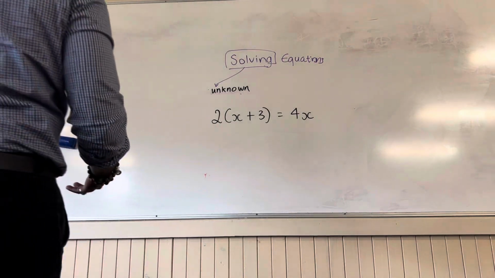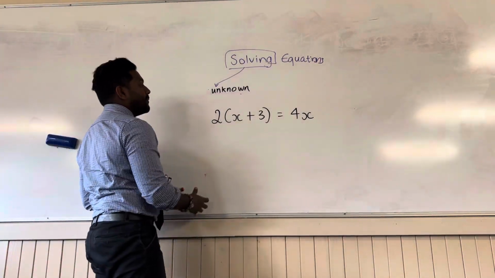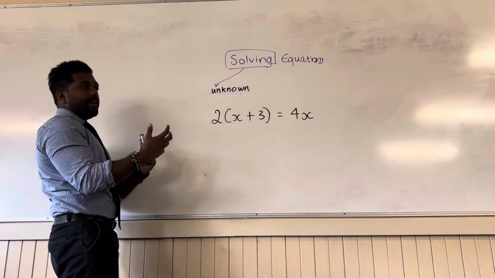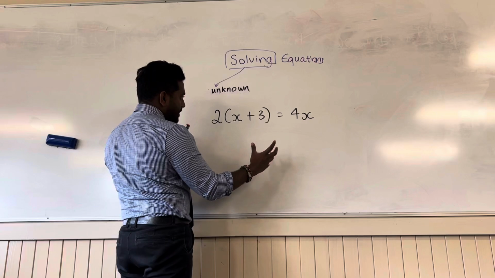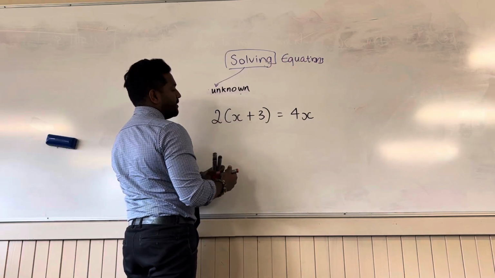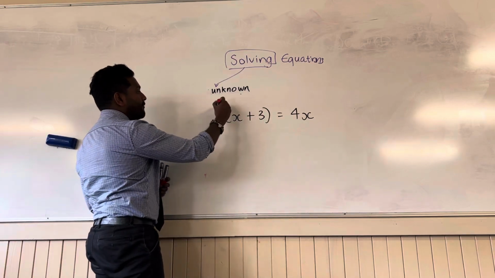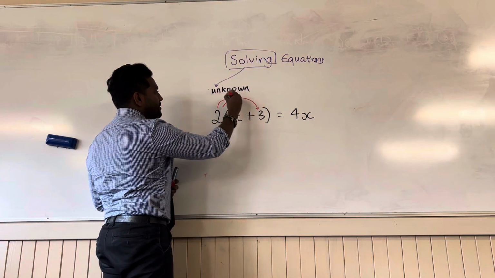Now, this question involves solving for x. It's slightly different because you've got x's on this side and you've got x's on this side. In the past, we've just had x on one side. So the first step is we need to bring x's to one side. Now, this is a bit different because you've got these brackets and we know this is going to involve expanding. So we're going to expand first.